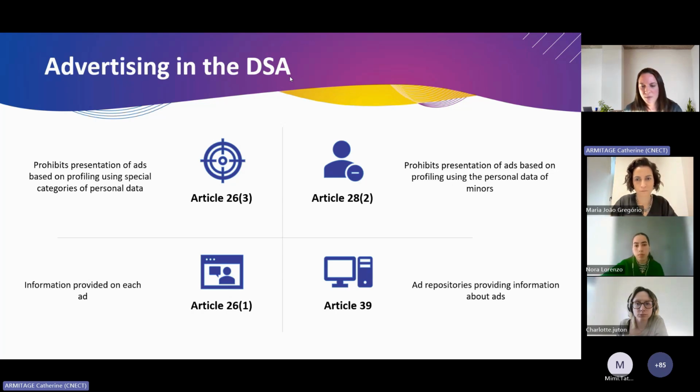And then importantly, and I'll go into more detail on this later, the ad repositories. So the DSA requires the very large online platforms to have a publicly available and accessible repository that contains all of the ads that were presented on the platform over more or less the past year. And within that repository, there needs to be information not only about the content of the ad, but also about how it was targeted, the targeting parameters, who the advertiser is, and various other elements, which I'll talk about in the next slide. So this is a bird's eye view of the four key elements related to advertising in the DSA.